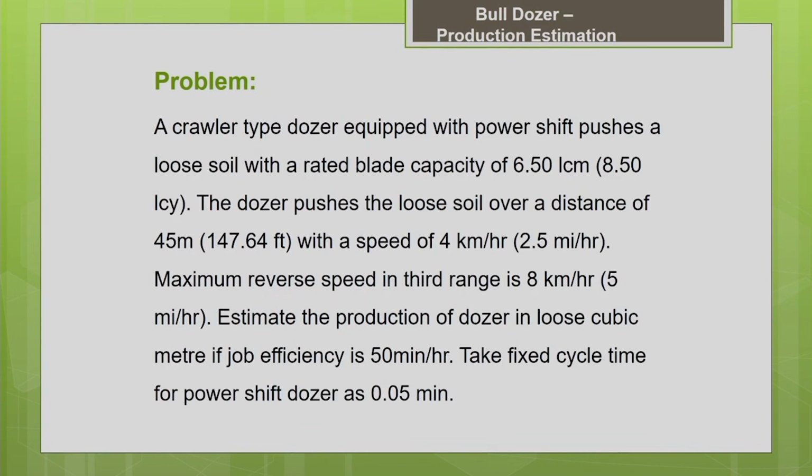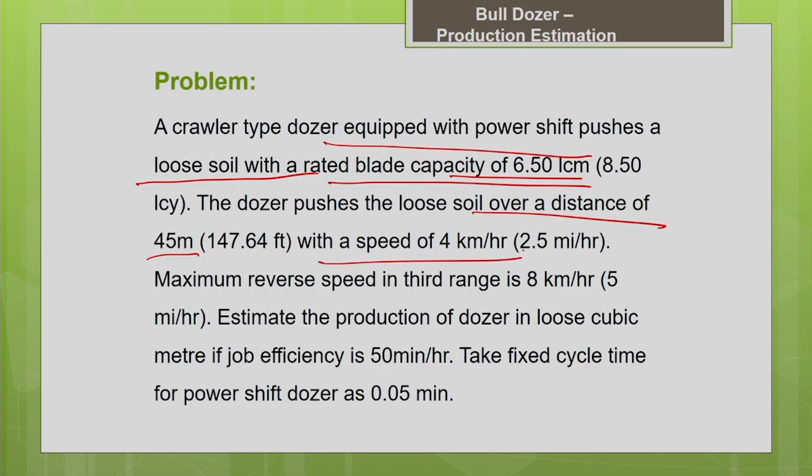Now let us work out another problem, a different approach of the estimation of the productivity. In this, a crawler type bulldozer is given. It is equipped with power shift mode, so automatic gear change. It pushes a loose soil with blade capacity 6.5 loose cubic meter, and the dozer pushes the loose soil over a distance of 45 meters. So the dozing distance is given as 45 meter and the speed of the machine is given as 4 km per hour. Dozing speed.